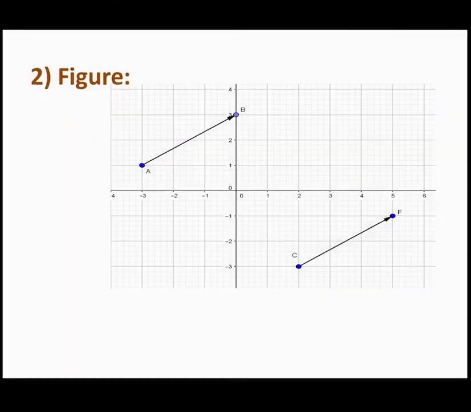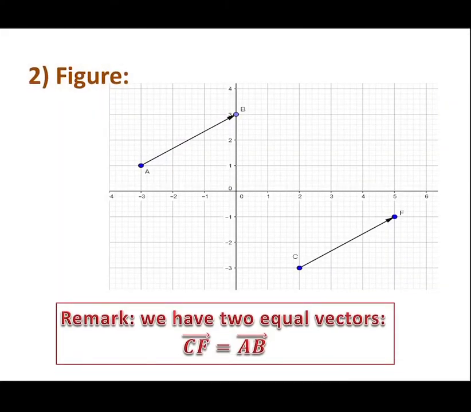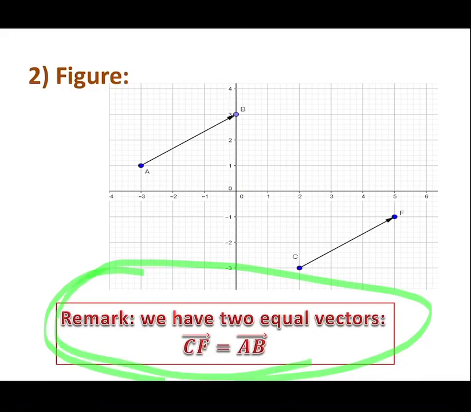Now, okay, remark, we have two equal vectors, CF and AB. The remark I started: when we make translation of a point by a given vector, we have two equal vectors. And moreover, two equal vectors means that we have what? A parallelogram. We know it.